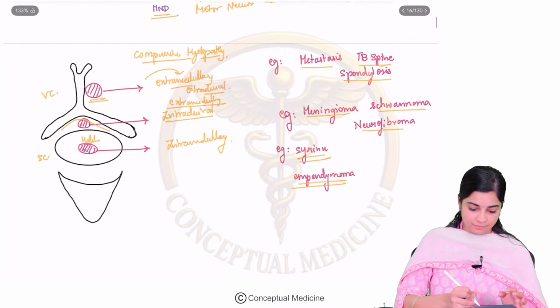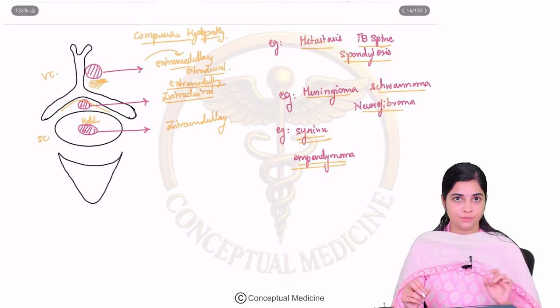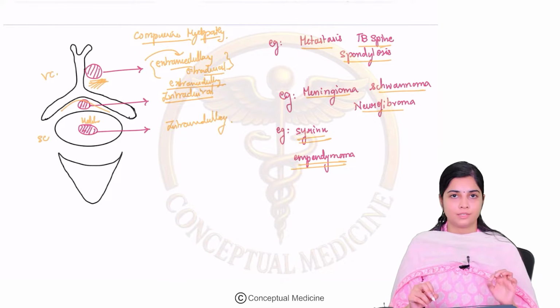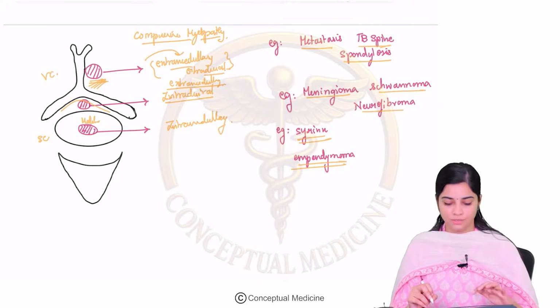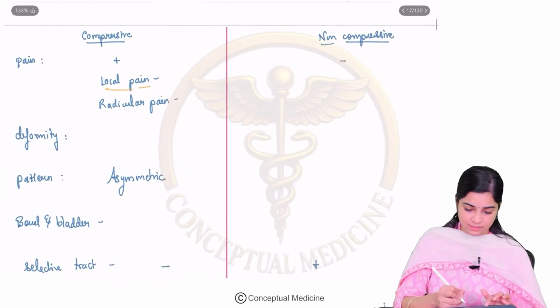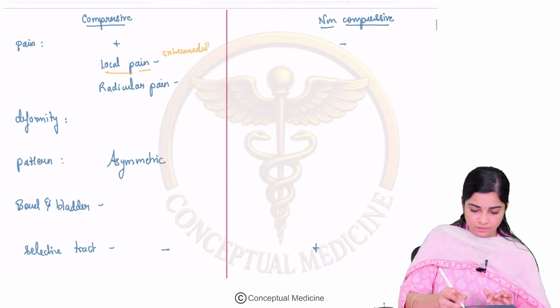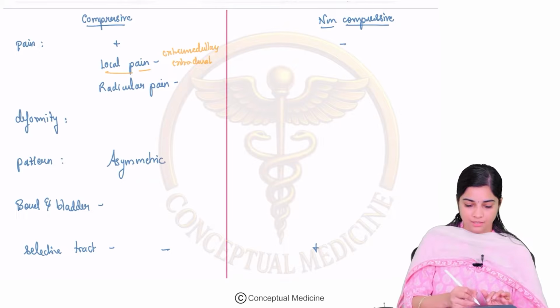If there is a compression here, as you can see at your vertebrae, in your extramedullary extradural lesions, you will have pain on that vertebrae. That is called your local pain, which is seen in your extramedullary extradural lesions, like your metastasis and Pott spine.